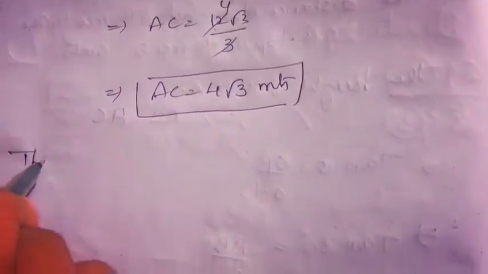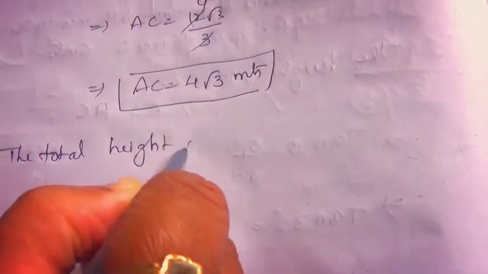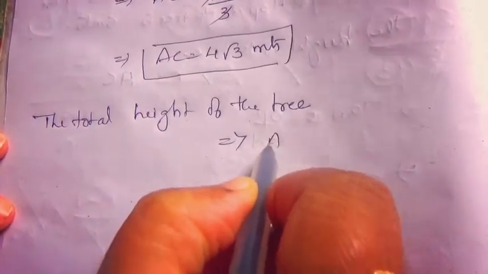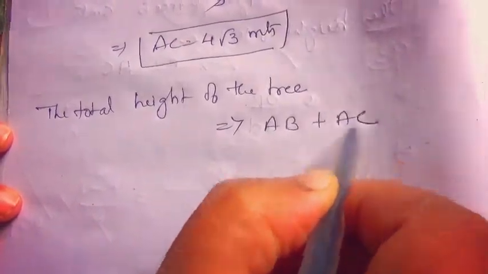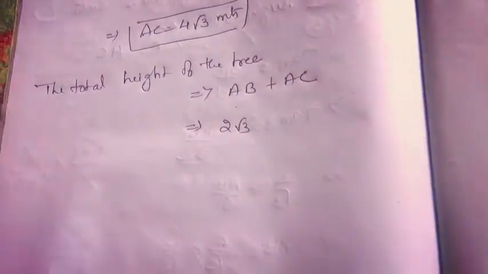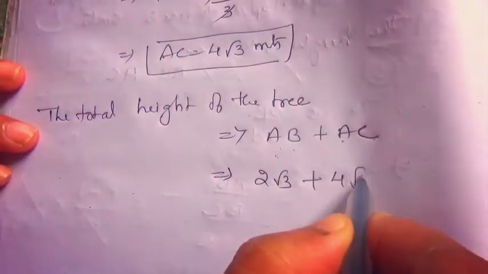So the total height of the tree is equal to AB plus AC. That implies AB is 2 root 3. Already we found that value, that is AB is equal to 2 root 3. So hence 2 root 3 plus AC is equal to 4 root 3.